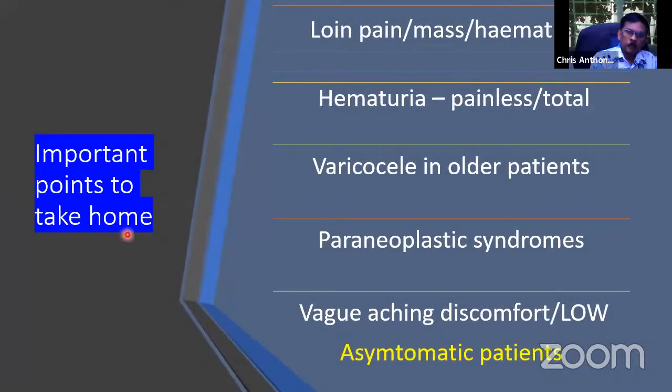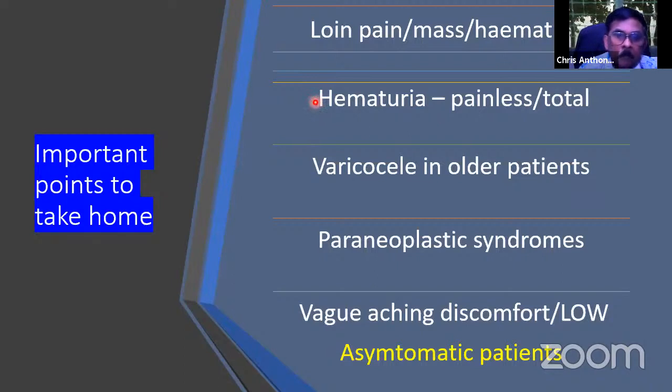Some important points to take home from this lecture. Renal cell carcinoma is not a very uncommon condition we see in our patients. The classical triad of loin pain, loin mass and hematuria only occurs in a quarter of the patients. The vast majority of patients tend to be asymptomatic or have vague symptoms. A vague aching discomfort over the loins with loss of weight should arouse the suspicion of renal cell carcinoma.